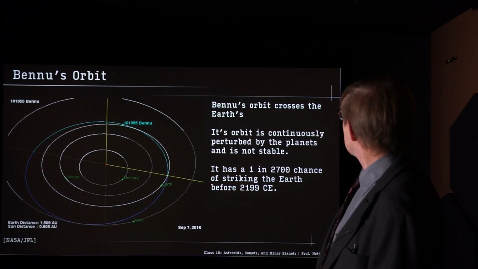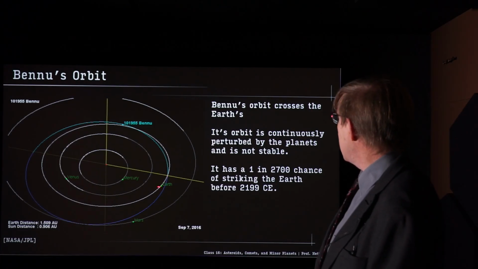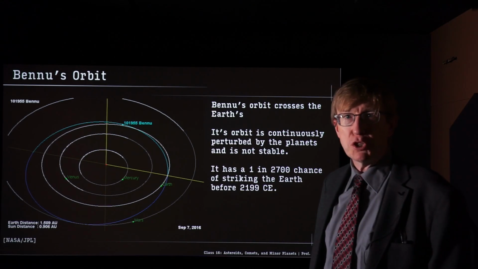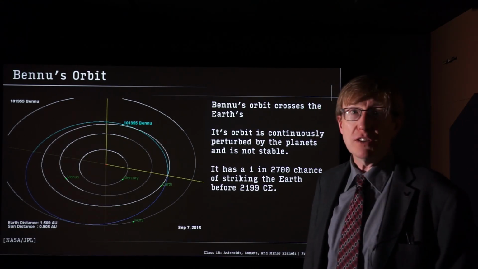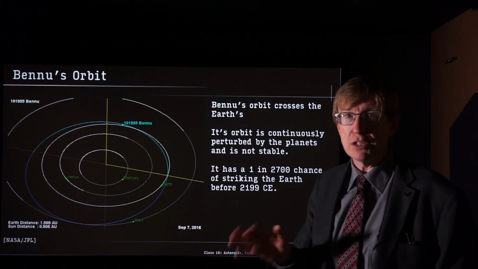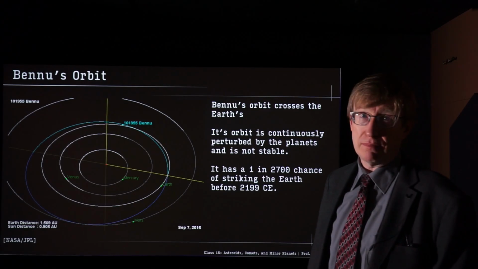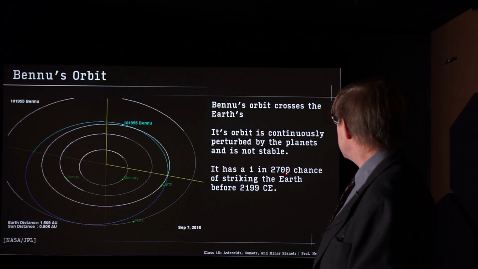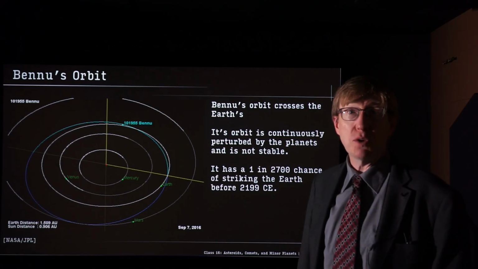All right, so the orbit of Bennu crosses the Earth's orbit. And it sometimes gets very close to Earth. And every time it does, its orbit gets perturbed into a different orbit. And then it comes past close to Earth and gets perturbed again. Consequently, it's very hard to predict well into the future what Bennu's orbit's going to be. But we can make some odds about what Bennu's going to do. There is a 1 in 2,700 chance that Bennu is going to strike the Earth before the year 2199.